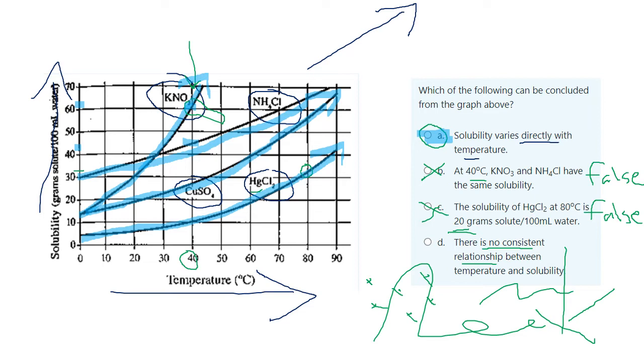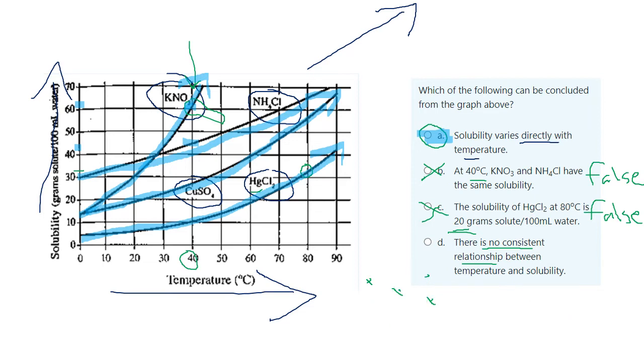So B and C are details that are proven false, and D does not match the general pattern that we are seeing on the graph.